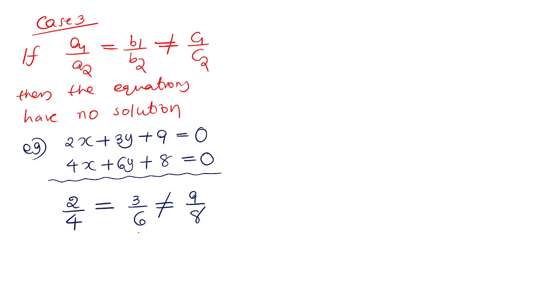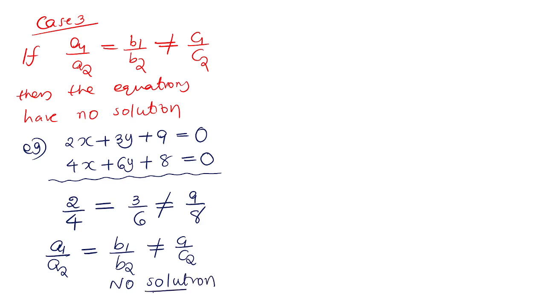So first of all you write this step. After that you have to write the conclusion. A1 by A2 equal to B1 by B2, but it is not equal to C1 by C2. No solution. There is no value for x and y satisfying both equations. No solution. So this is the case 3. So this type of equation cannot be solved.